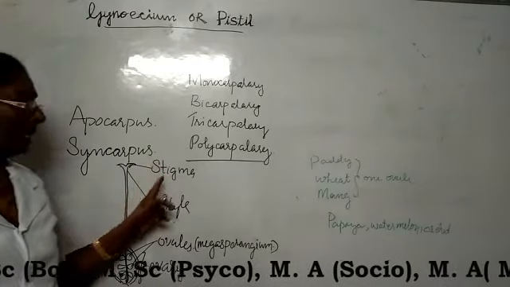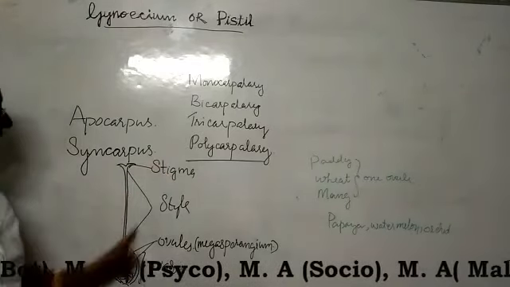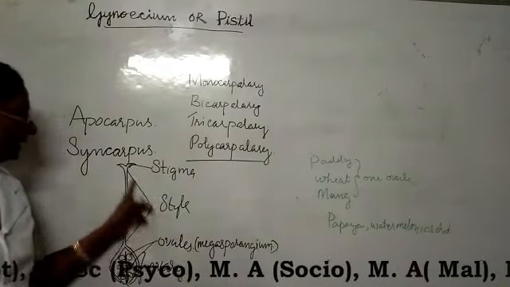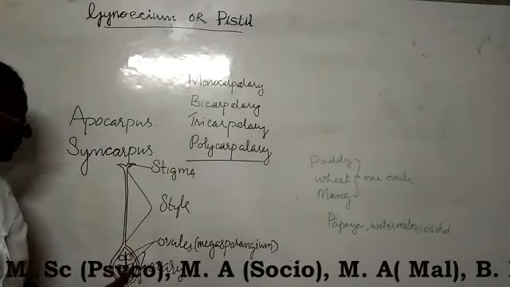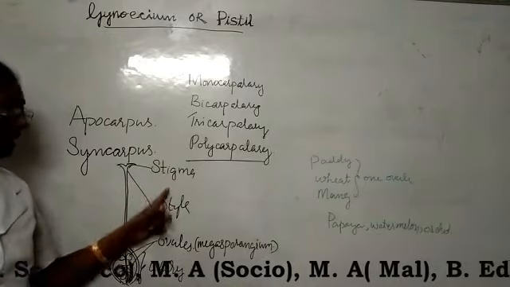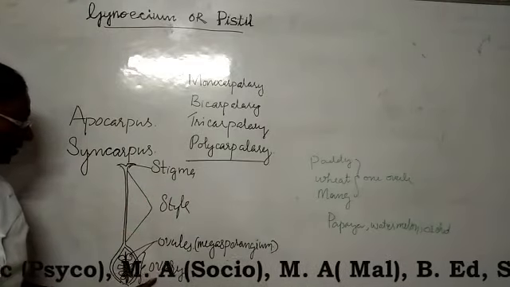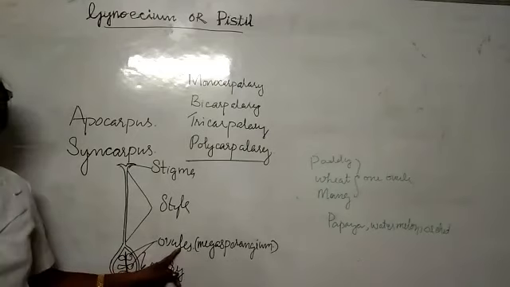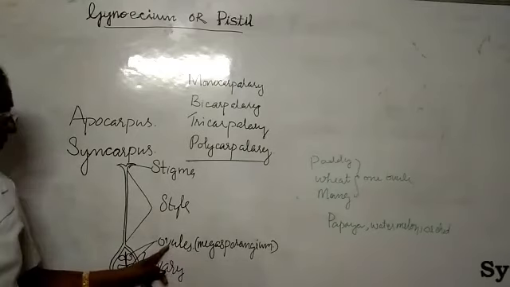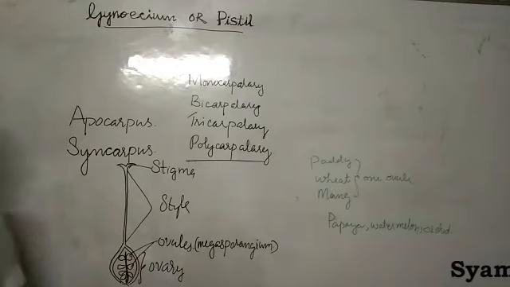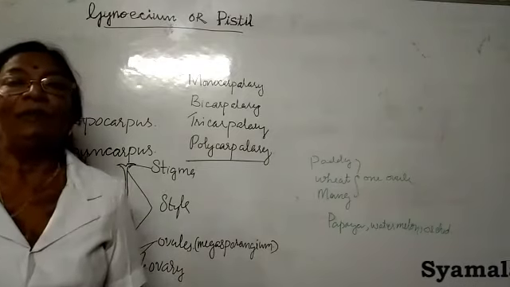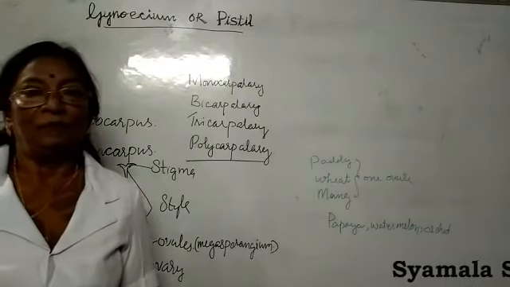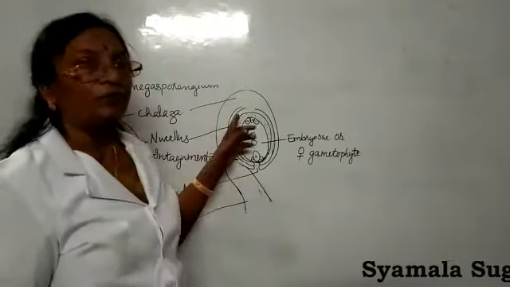A typical carpel has three different parts, namely stigma, style and ovary. Within the ovary, we can see the ovules are produced. And the ovules are the megasporangium within which the female gametes are produced. We have to study the structure of ovule.